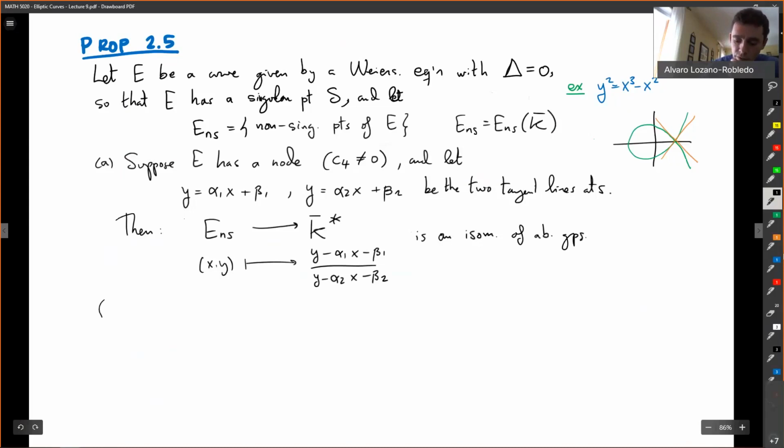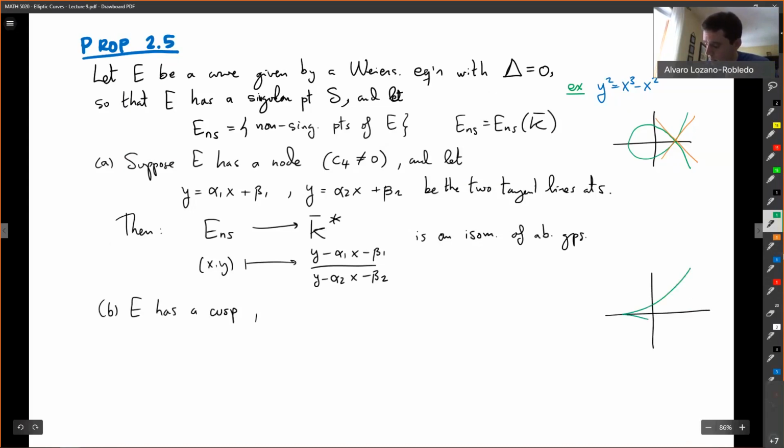In B, the other case is that we have a cusp. So if E has a cusp, then the situation is that it looks something like this. So there is a unique tangent line, okay? So if it has a cusp, then let y equals alpha x plus beta be the tangent.